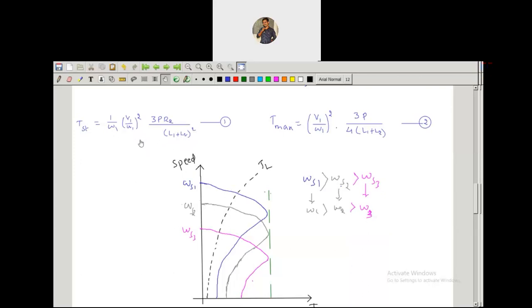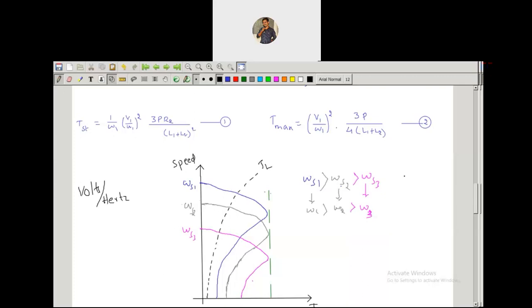So in that case we are going to increase the stator voltage to maintain the maximum torque constant. And this method of speed control is called volts per Hertz control.